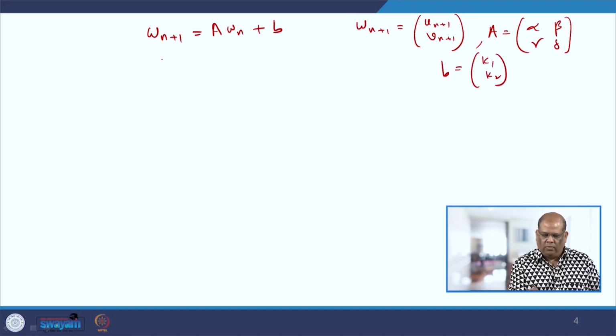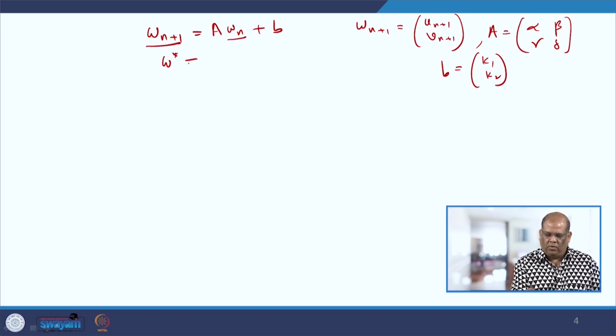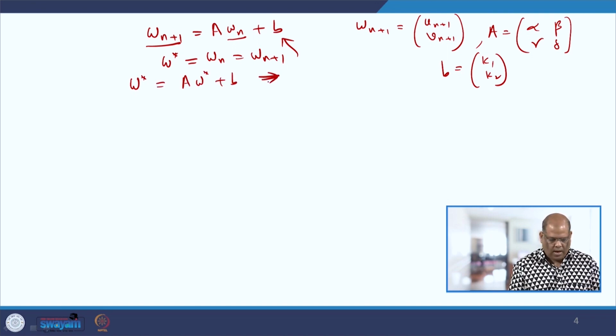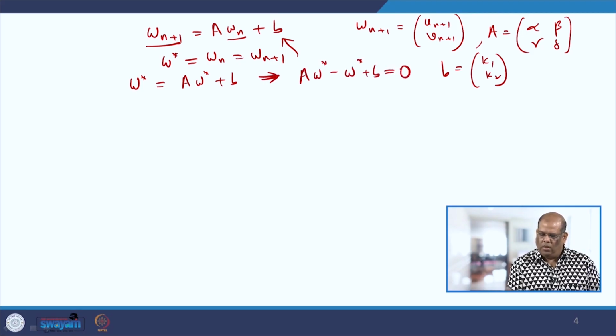So, if I assume that W star is the equilibrium point, then there is no change in the generation. So, W star must be equal to Wn and Wn plus 1. So, I will replace this by W star and you get W star equal to A W star plus B. And I can write this as A W star minus W star plus B equal to the null matrix.